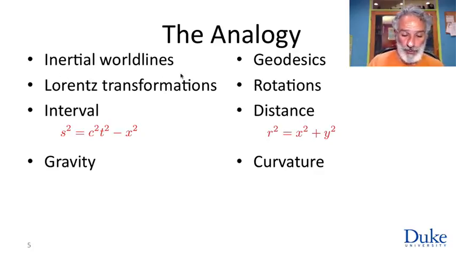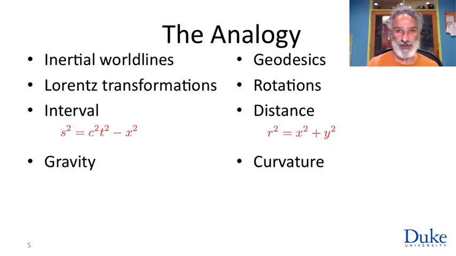The role of inertial world lines is played by geodesics. Lorentz transformations correspond to rotations. Rotations preserve the distance between 2 points. We know that making a rotation does not change the lengths of things. Lorentz transformations also preserve something: they preserve the value of this invariant interval that we defined. The minus sign here, as opposed to the plus sign here, has an important role. It means that the geometry, technically, we're going to describe as pseudo-Riemannian rather than Riemannian, and it makes many differences.